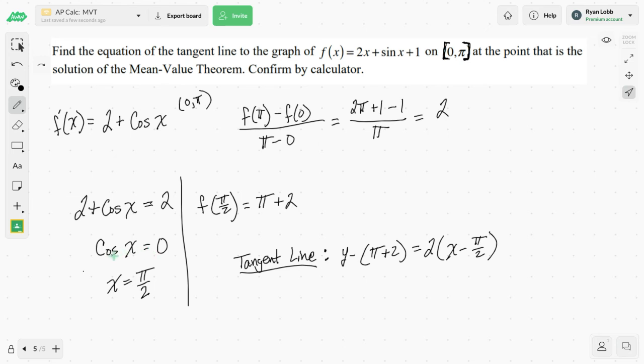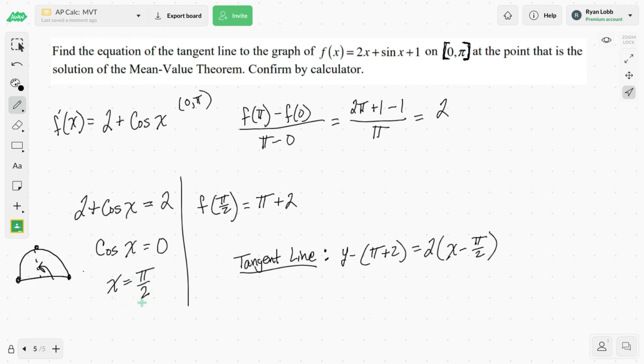And the only solution for cosine of x equals 0 in the interval 0 to pi, think of your unit circle. If I start here and go over here, what point has an x coordinate of 0, because cosine is my x? Well, that's going to be right here at pi over 2, right? There's pi over 2. So pi over 2 is the x coordinate guaranteed.